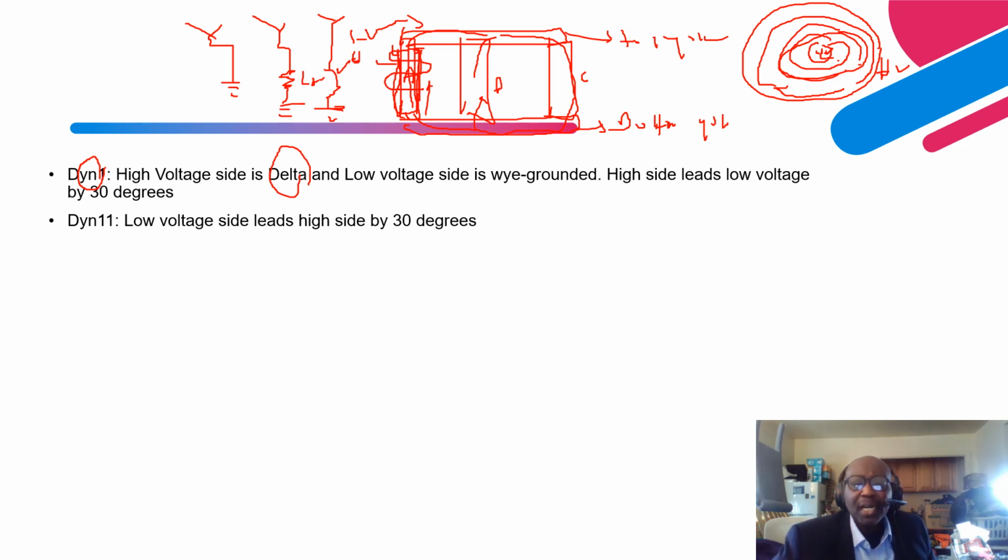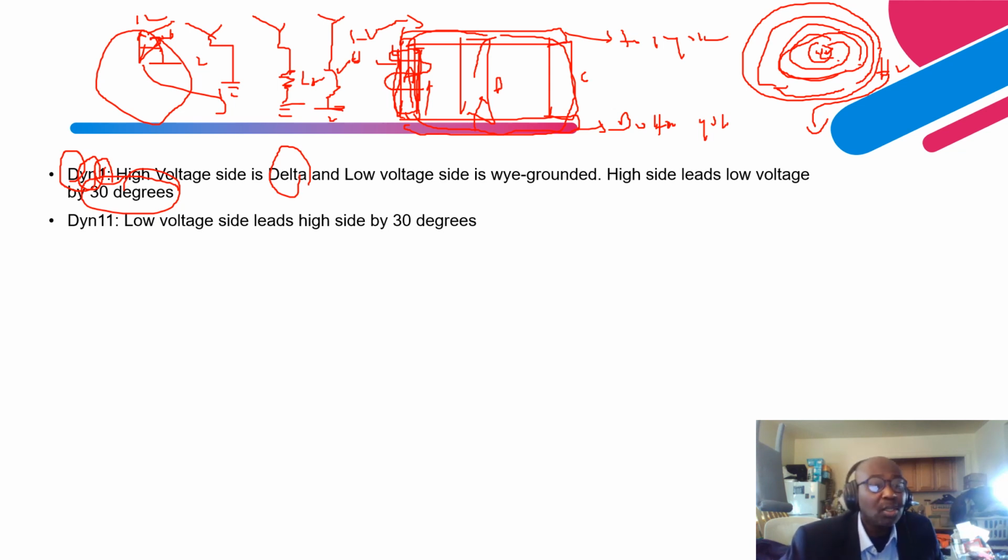Okay, so the high voltage winding is wound in the delta configuration. And the one you see over here, right? It's just like the clock system, right? We have 12 o'clock here, 1, 2, 3, right? In between the 12 o'clock and 1 o'clock is a 30-degree angle, right? So that is why the high voltage side is leading the low voltage side by 30 degrees, because it is an equivalent of the clocking system, where between 12 o'clock and 1 is a 30-degree angle.